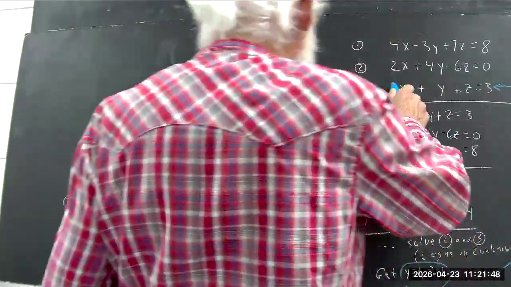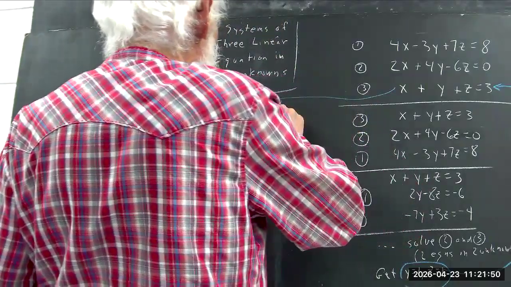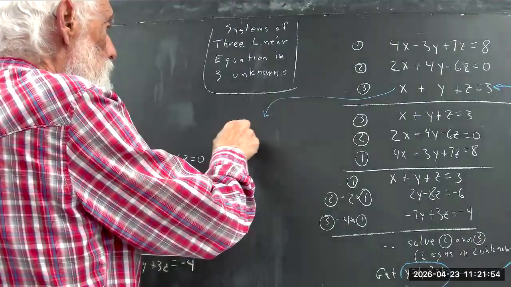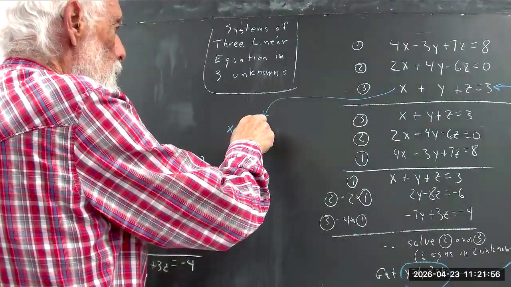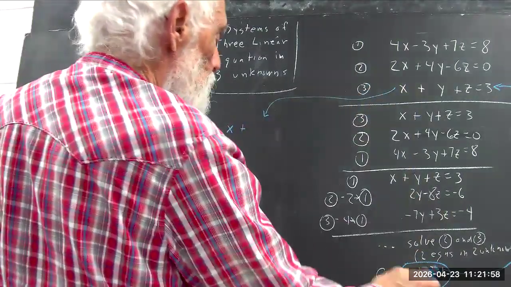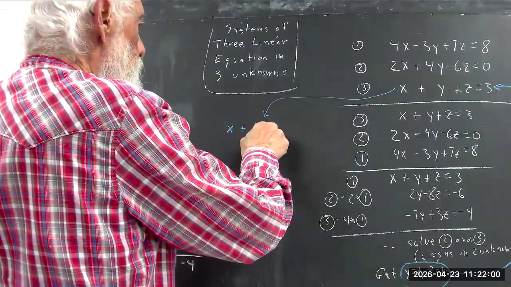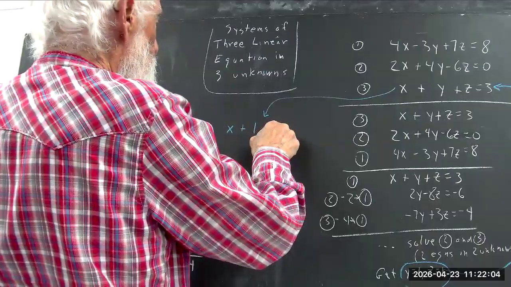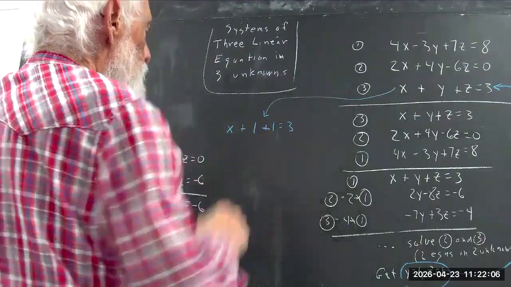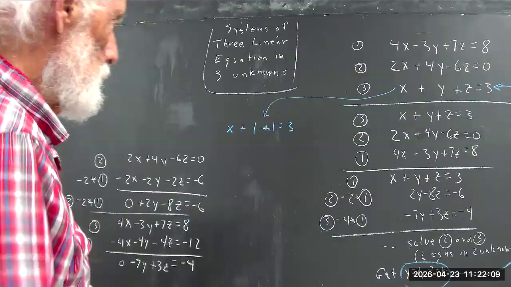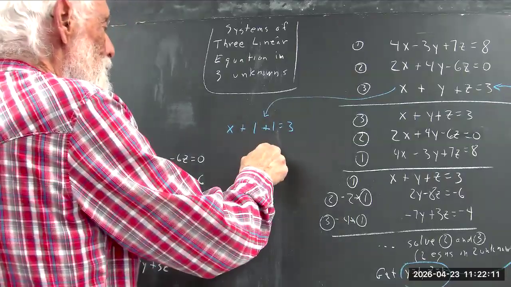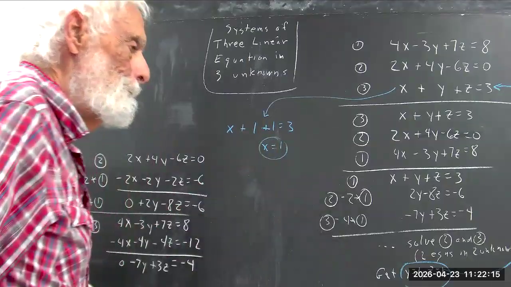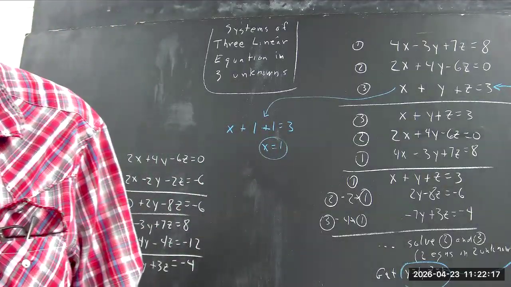To this equation, which gives us x plus y, but y is 1, plus z, but z is 1. Now that's a tricky equation to solve, but I believe you could handle it. You're going to get x equals 1. Okay.